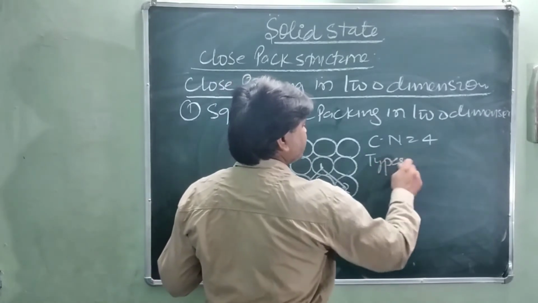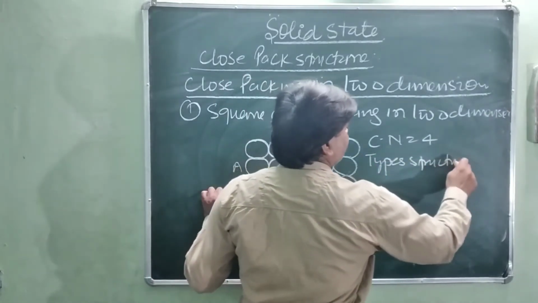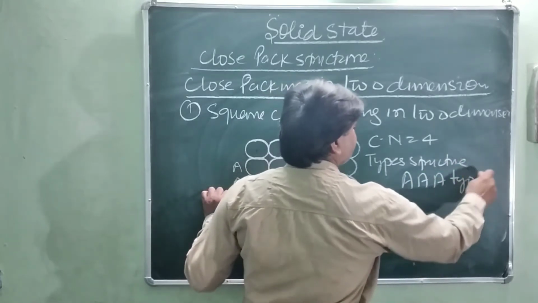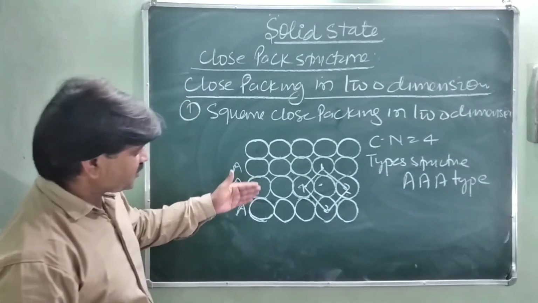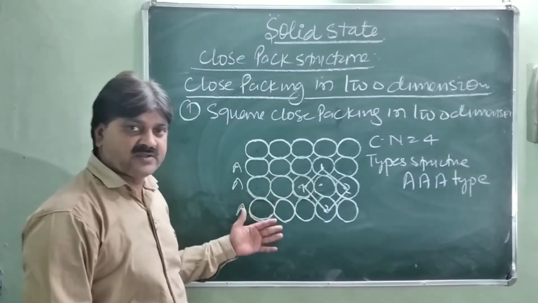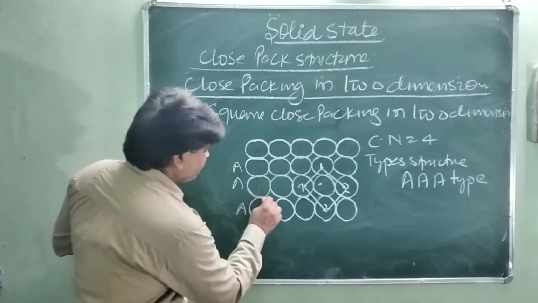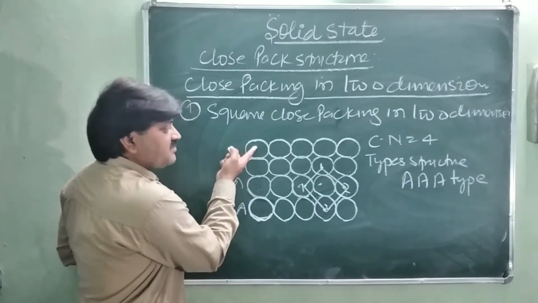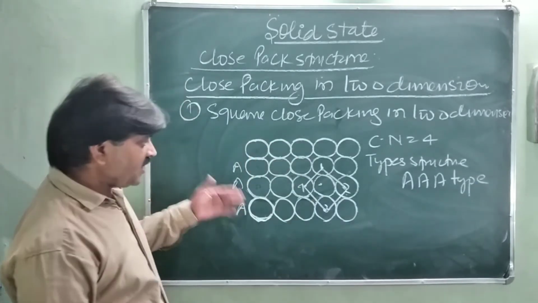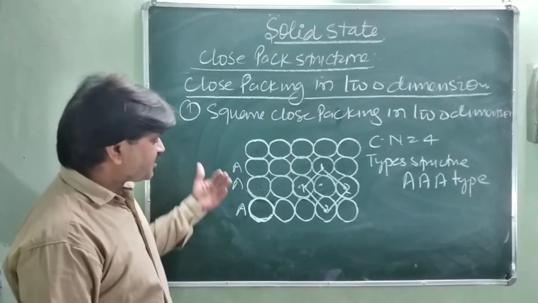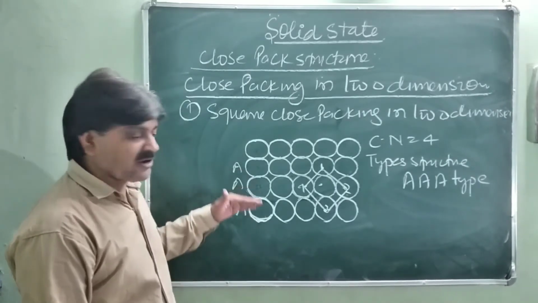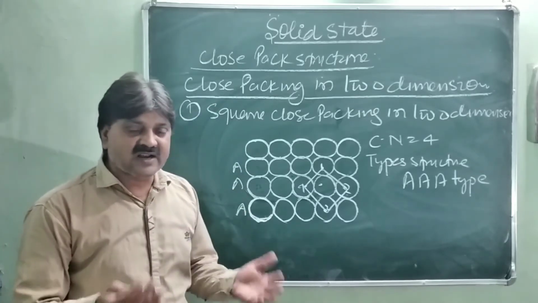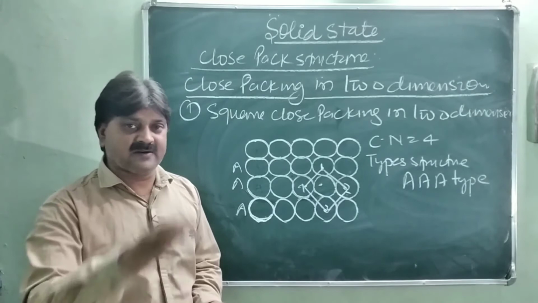Which type of structure is created? This is the AA type. Why is it called AA type? Because the alignment of one atom to the other is the same, vertically and horizontally. This atom, above it the other atom is similarly placed, the same atom in the same manner. There is no alternation or change in the placement of atoms over the other. So it is called the AA type of structure. A means a similar kind of placement of atom over the other atom.